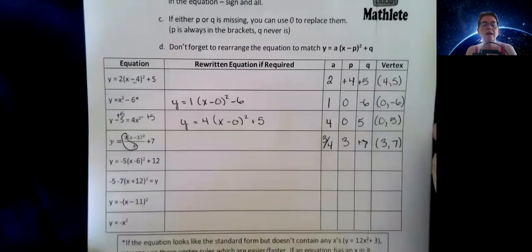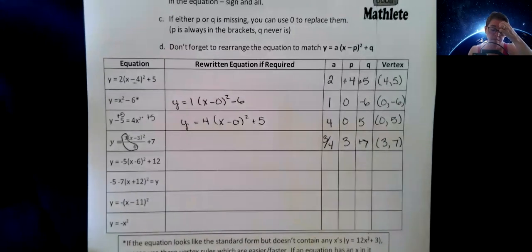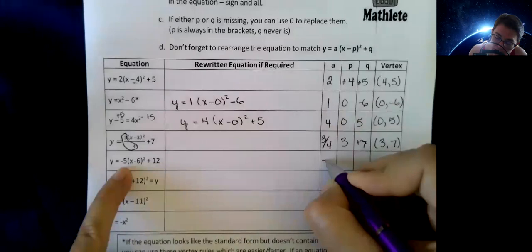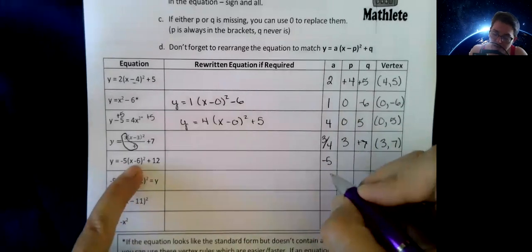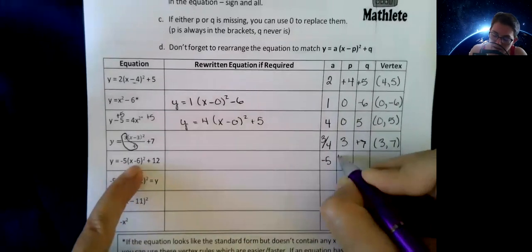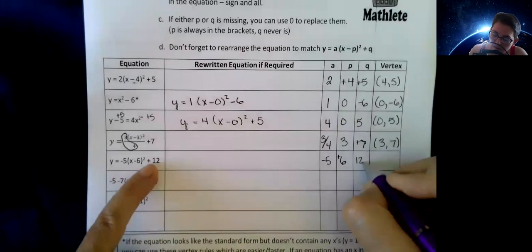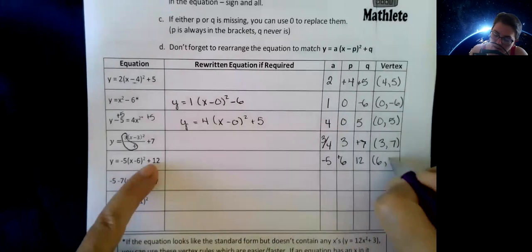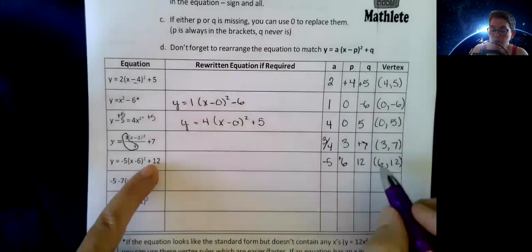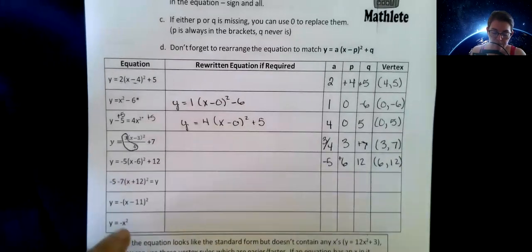Oh, next one's back to normal. I don't think we have to rewrite that at all. So a is -5. This was -6, it becomes +6. And we got +12, 6 and 12. If you put plus in there, that doesn't matter at all.